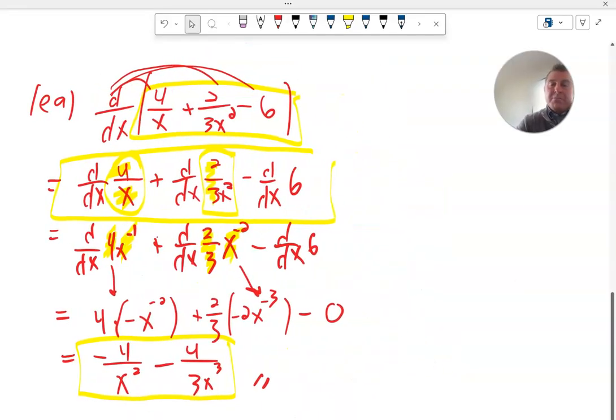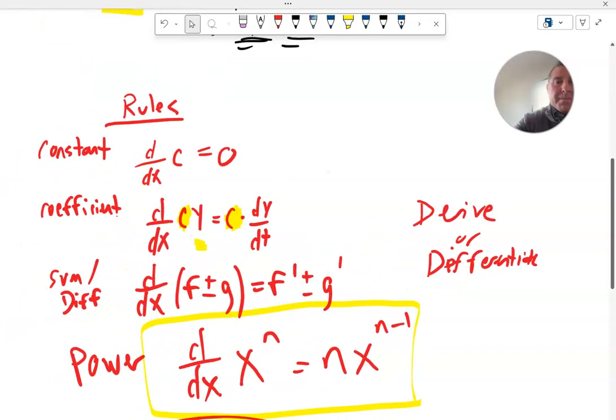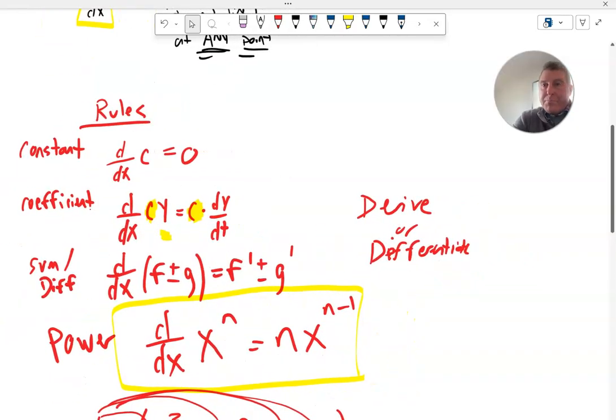Okay, so again I'm just using coefficient, power rule, coefficient, power rule, coefficient, power rule. And then here with the 6, constant rule. Okay, again here are the rules. Okay? And we will add more and more of these rules as we derive more and more types of functions. Have fun.